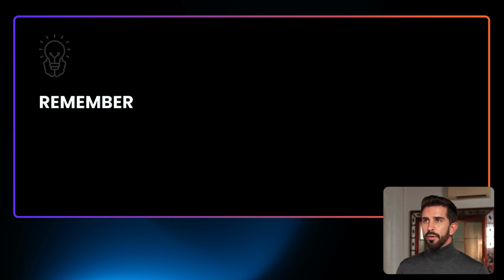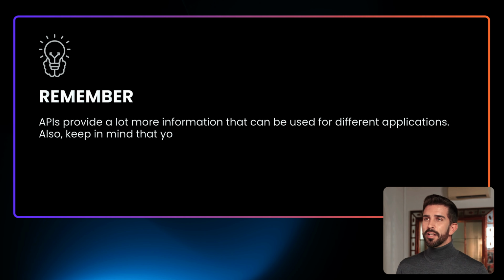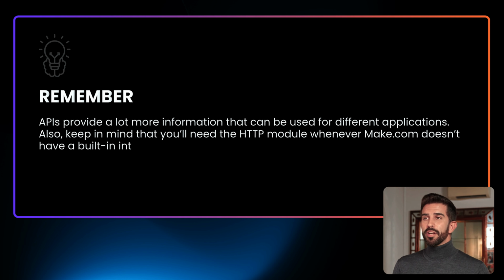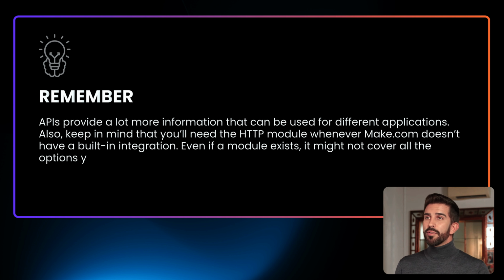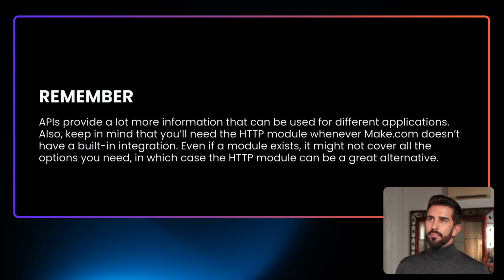And that's it. Now you can use any API service with a solid understanding of the basics of how to configure it. Remember, APIs provide a lot more information that can be used for different applications. Also, keep in mind that you'll need the HTTP module whenever Make.com doesn't have a built-in integration. Even if a module exists, it might not cover all the options you need, in which case the HTTP module can be a great alternative.